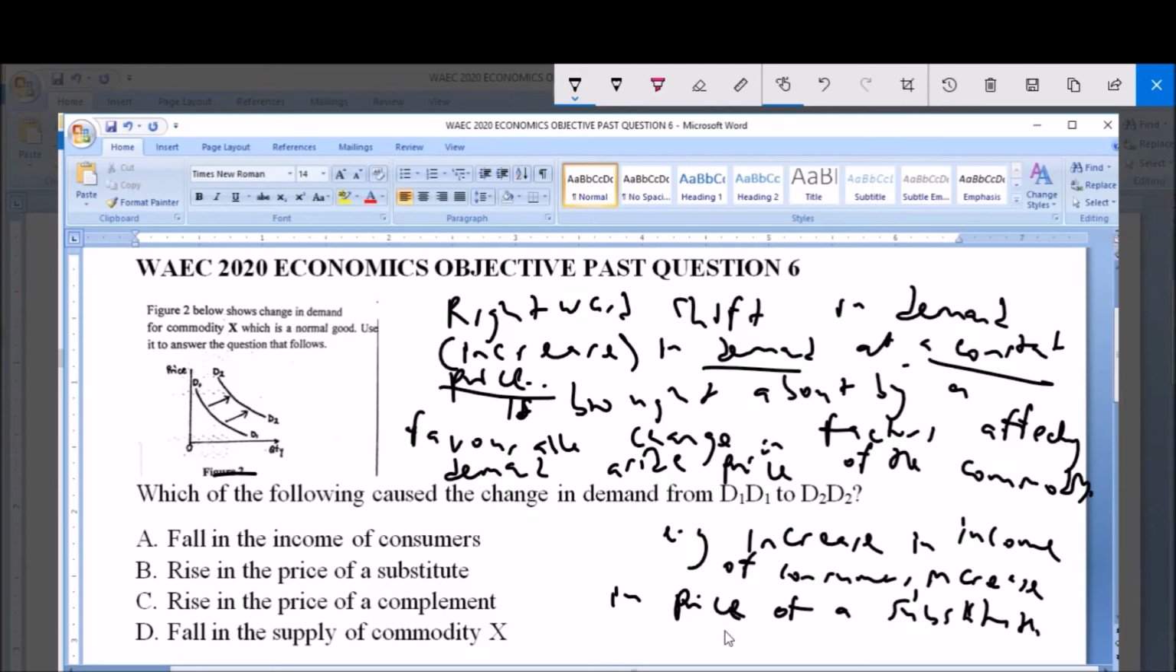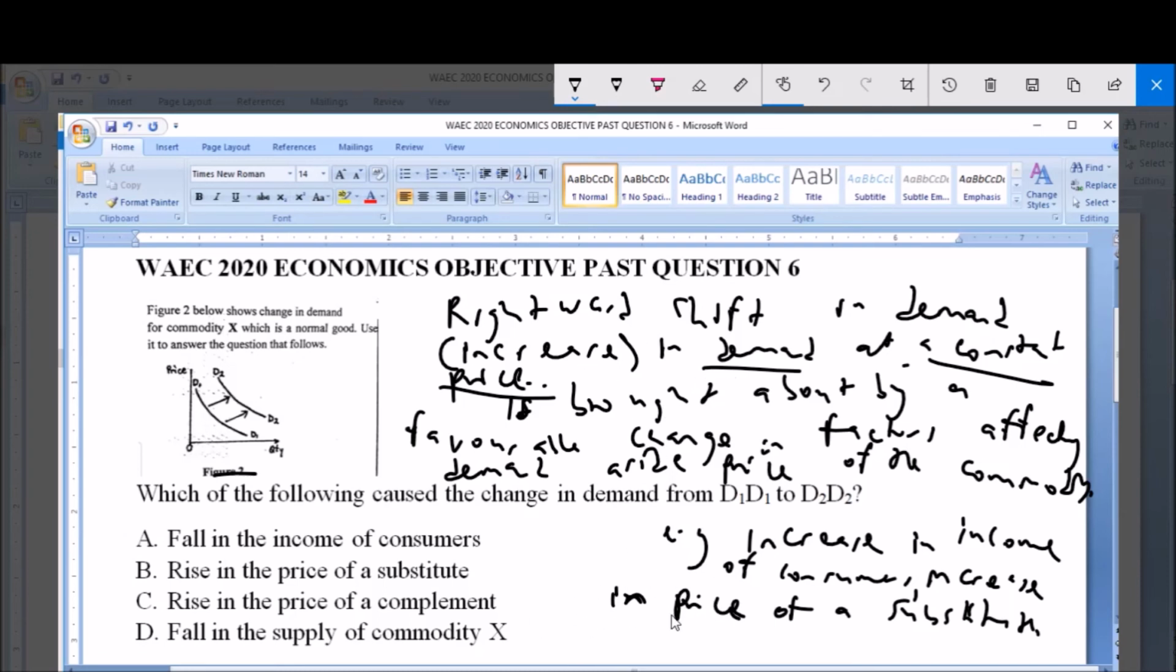And now another favorable factor we saw is the increase in price of a substitute. Now when the price of a substitute commodity increases, the consumers will go for the cheaper product, irrespective of the fact that the price of that product hasn't changed. Because the price of the substitute has increased, they will go for a cheaper product that can still perform the same function that they want. So this also causes a rightward shift in the demand curve.